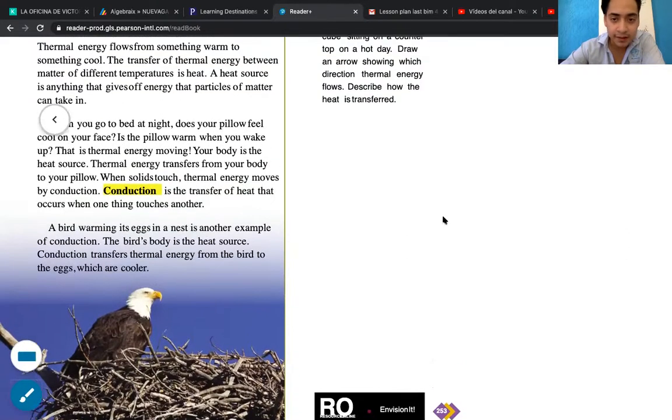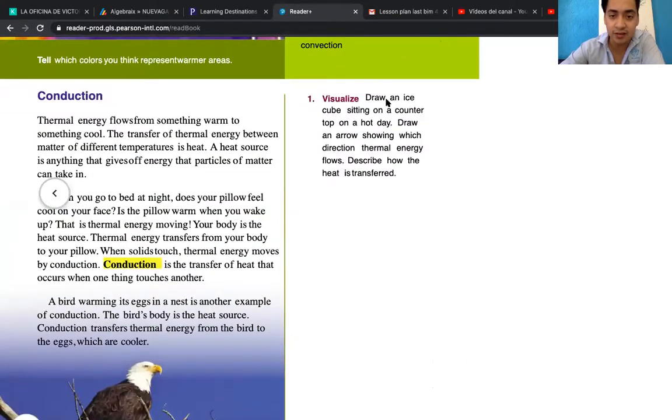Okay, so it says number one, visualize. Draw an ice cube sitting on a countertop on a hot day. Draw an arrow showing which direction the thermal energy flows. Describe how the heat is transferred. Okay, I'm going to draw it here so you can see.